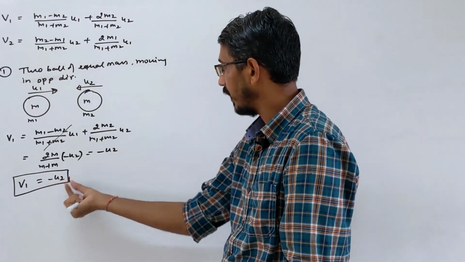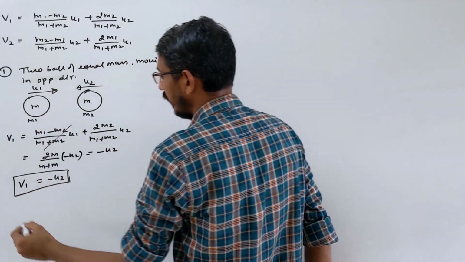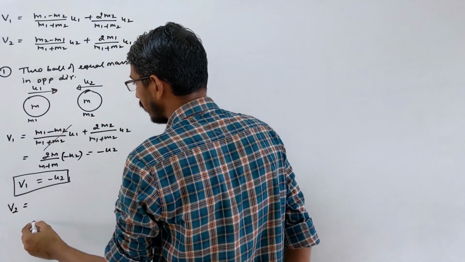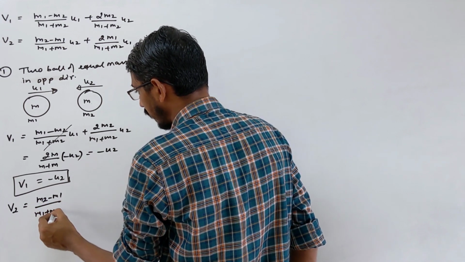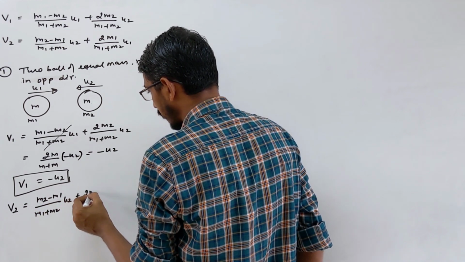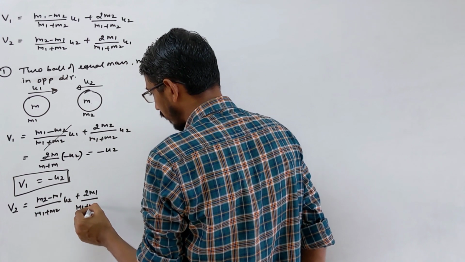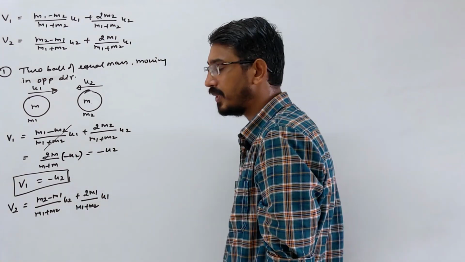I will explain the meaning of this a little later. Let's first find v2. The formula is m2 minus m1 upon m1 plus m2 into u2, plus 2 times m1 upon m1 plus m2 into u1. Same thing.